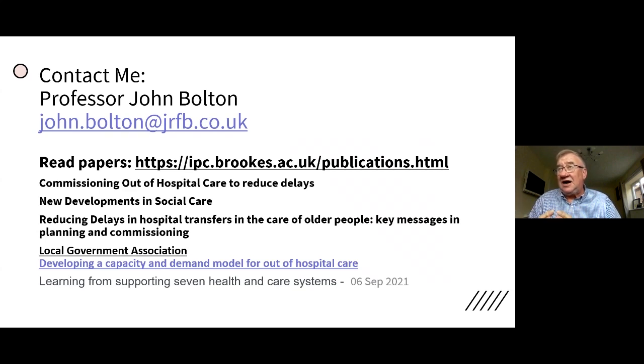Most models have some kind of therapy, and the best systems, the Somersets, the Birminghams, the Merseysides, they're joint teams of therapists working with frontline care workers called reablement or recovery workers.